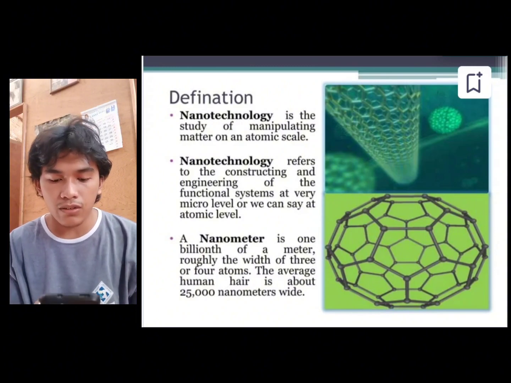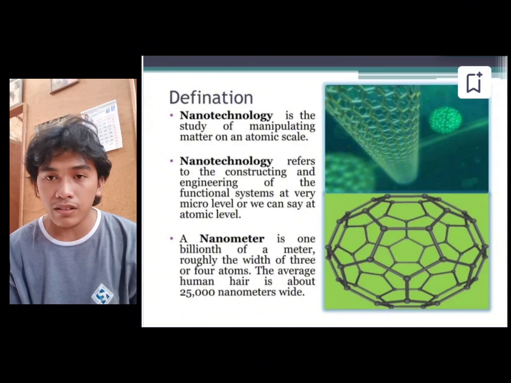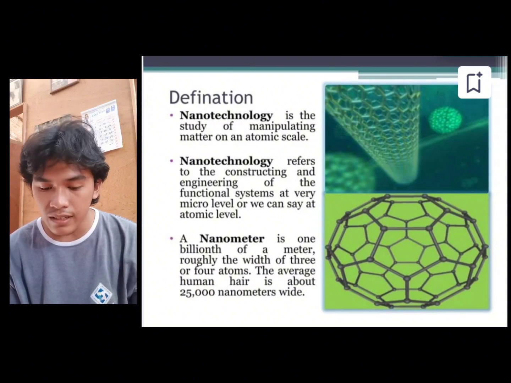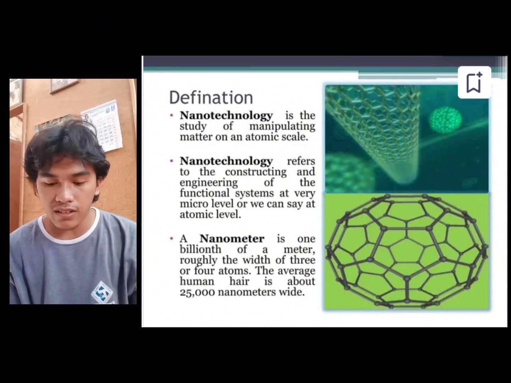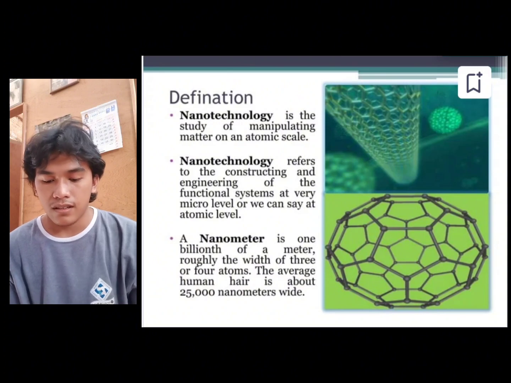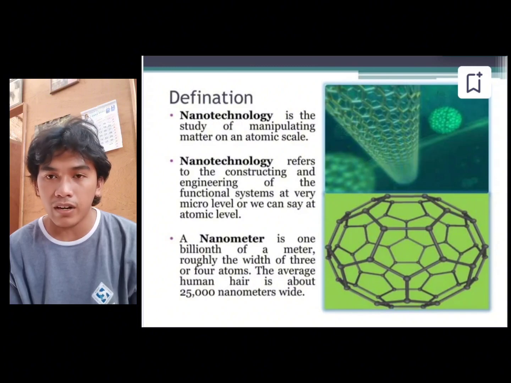Definition of nanotechnology. Nanotechnology is the study of manipulating matter on an atomic scale. It refers to the constructing and engineering of functional systems at a very micro level, or we can say atomic level. A nanometer is 1 billionth of a meter, roughly the width of 3 or 4 atoms. The average human hair is about 25 nanometers wide.